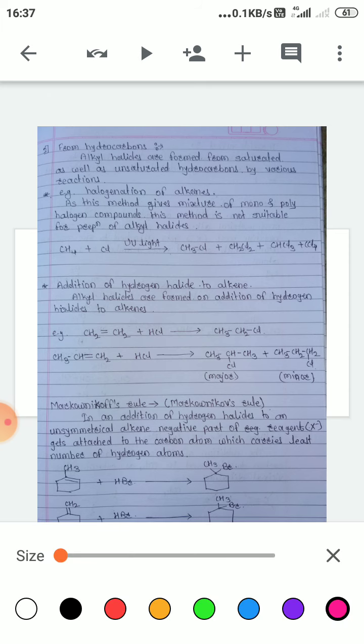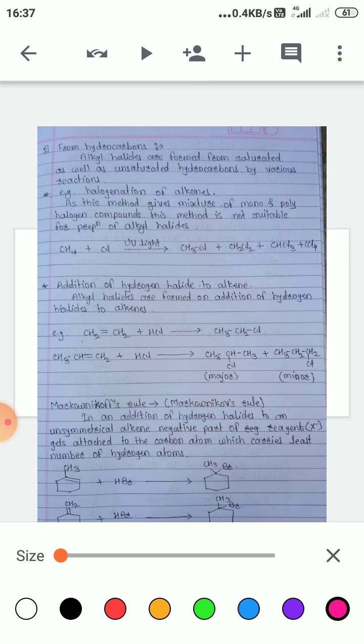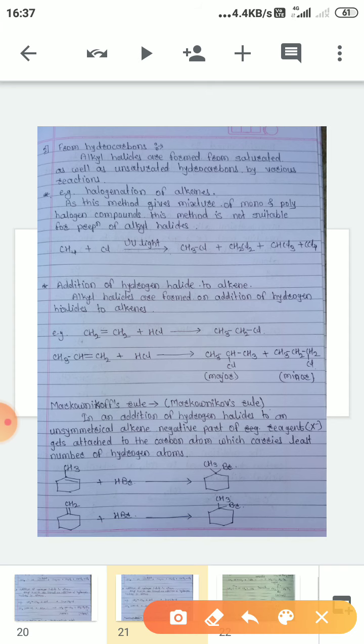To decide which product is major and which is minor, we have learned in 11th standard Markovnikov's rule. Now what is Markovnikov's rule? In an addition of hydrogen halides to an unsymmetrical alkene, the negative part of the reagent gets attached to the carbon atom which carries the least number of hydrogen atoms.